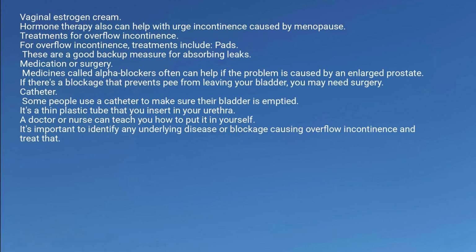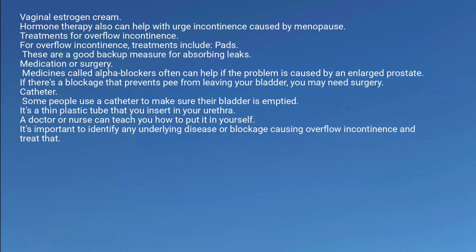Treatments for overflow incontinence. For overflow incontinence, treatments include pads. These are a good backup measure for absorbing leaks. Medication or surgery. Medicines called alpha blockers often can help if the problem is caused by an enlarged prostate. If there's a blockage that prevents pee from leaving your bladder, you may need surgery.